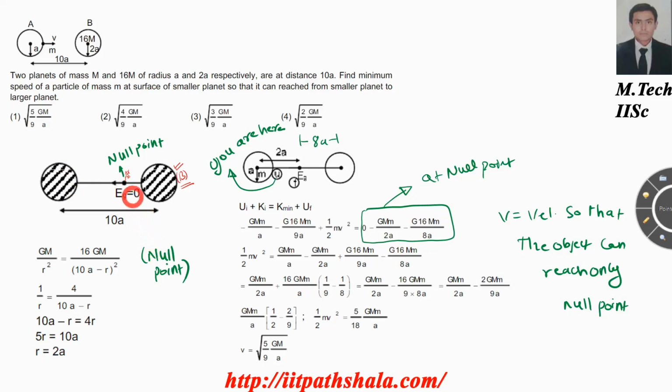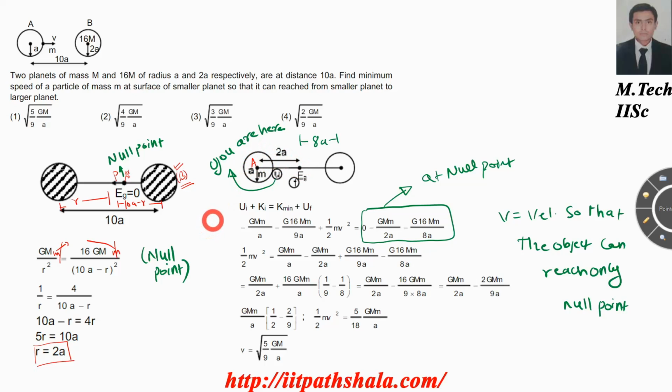To find the null point, you can equate the gravitational pull between both of them at a certain point. Let us say this point is P, which is at a distance r from this planet, and 10a minus r from this planet over here. When I balance the forces, this is my mass of particle m, so it will be cancelled out eventually. When I balance both of the gravitational pulls, or the force on my small particle m, I'll be left with the value of r equivalent to 2a. So my null point is lying at a distance 2a from my planet A.